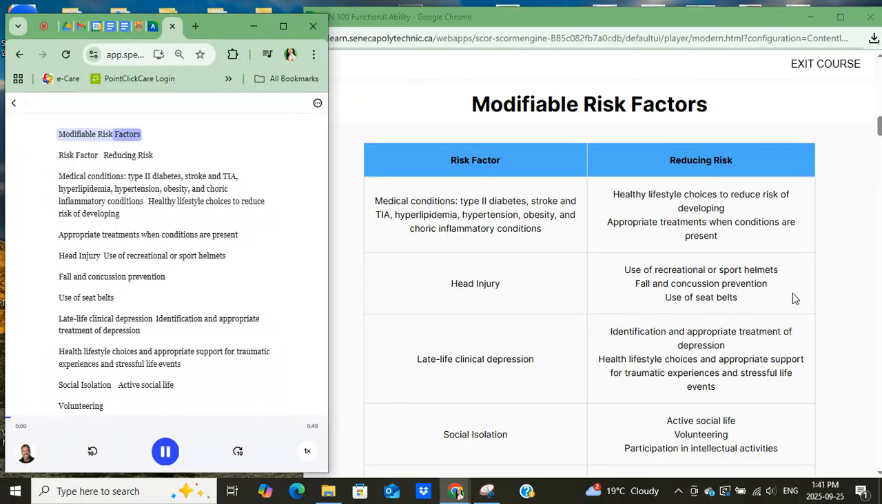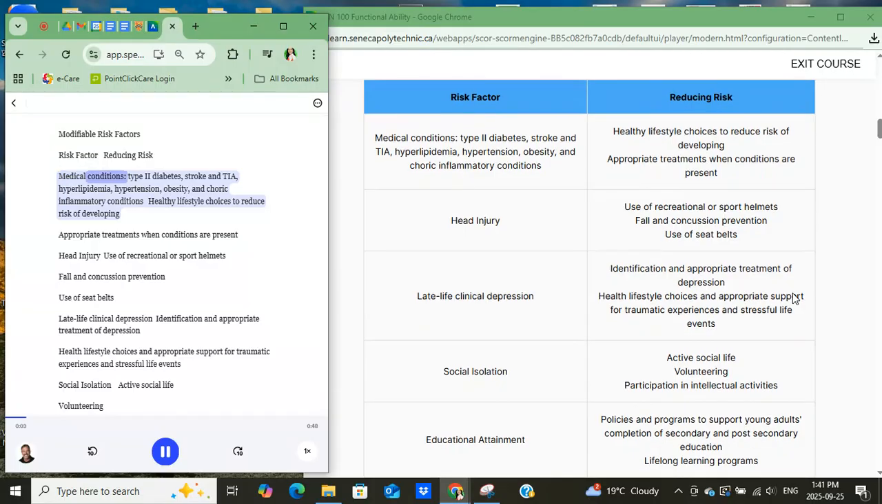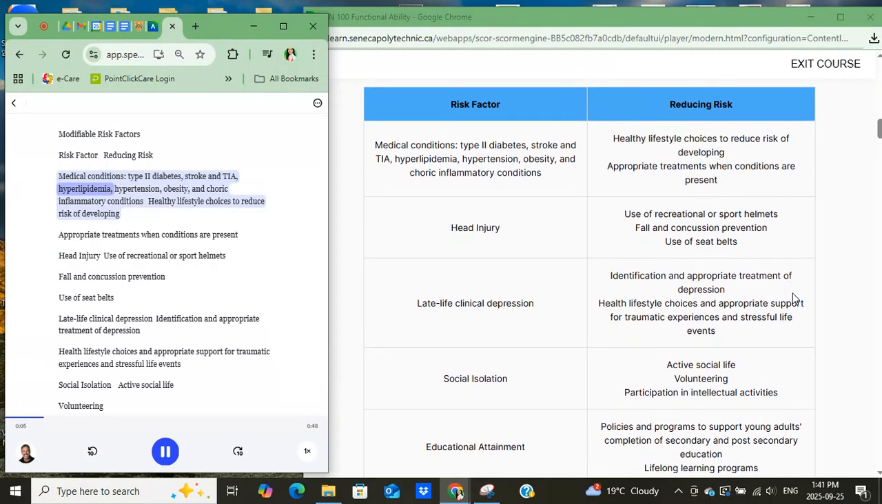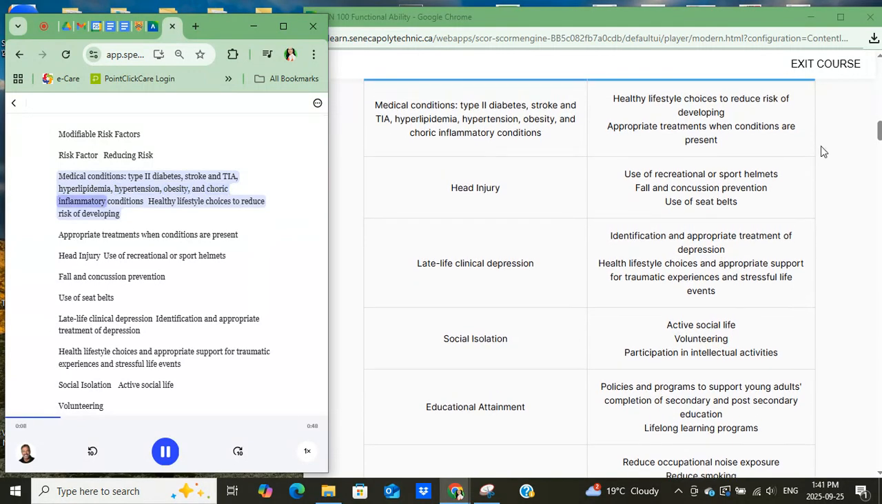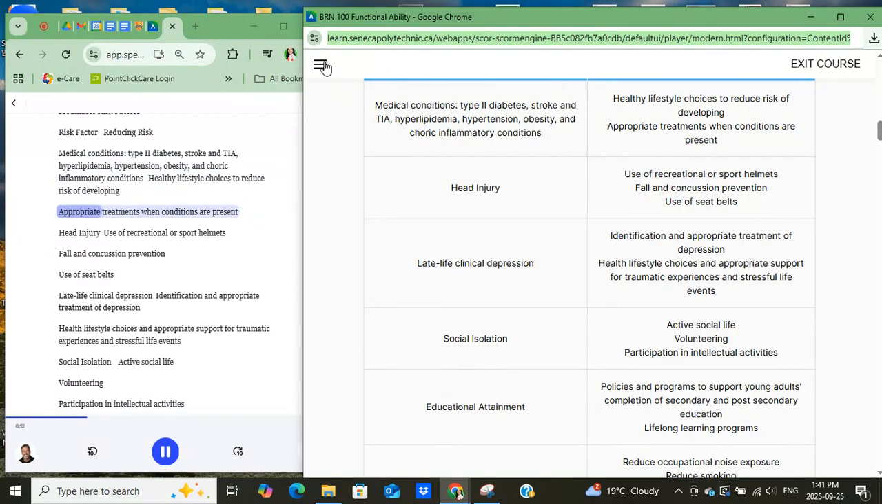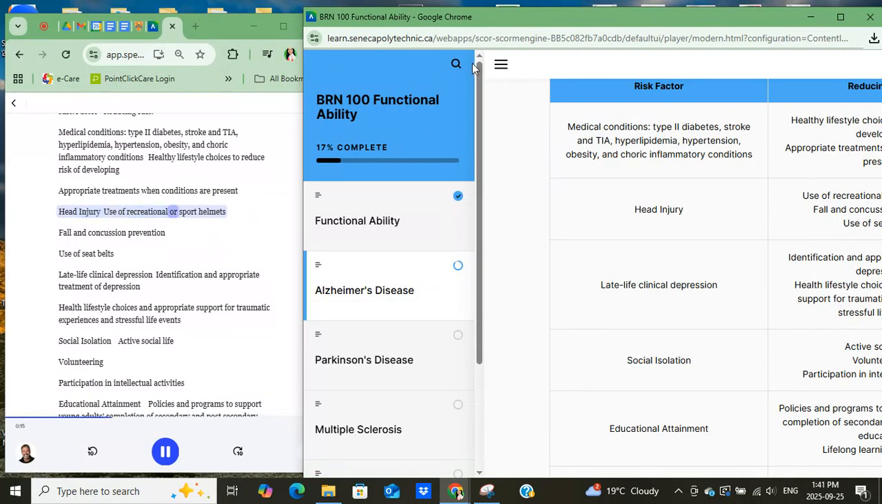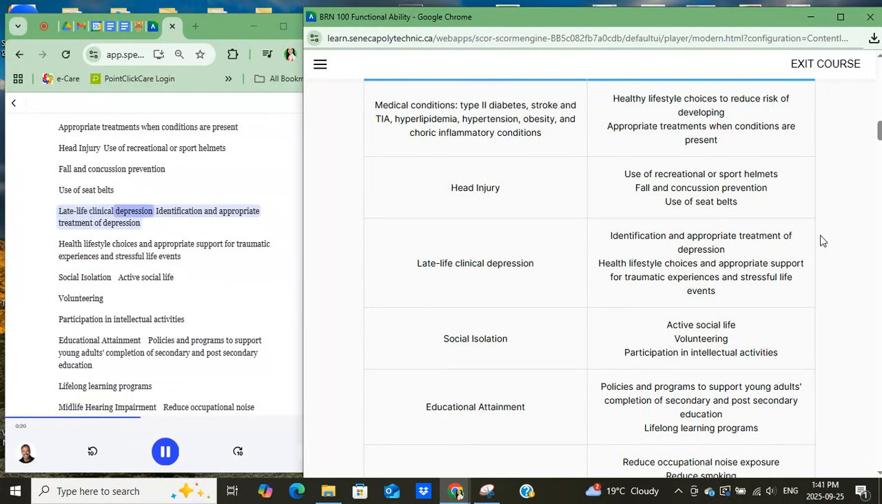Modifiable risk factors. Risk factor, reducing risk. Medical conditions: type 2 diabetes, stroke and TIA, hyperlipidemia, hypertension, obesity, and chronic inflammatory conditions: healthy lifestyle choices to reduce risk of developing, and appropriate treatments when conditions are present. Head injury: use of recreational or sport helmets, fall and concussion prevention, use of seat belts.